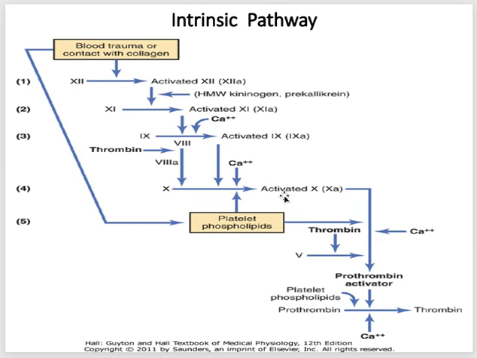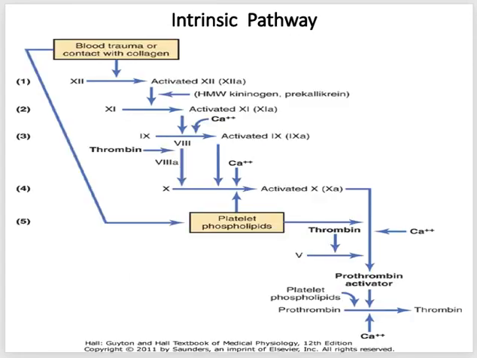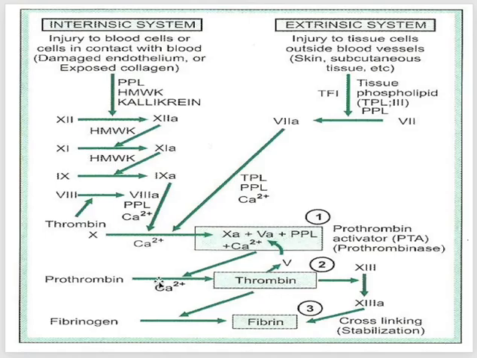Now see, both of them are the same over here. What was the extrinsic pathway doing? 7 is changing 10 to 10A, activated. What is the intrinsic pathway doing? Whatever is going on, the end result is that factor 10 is activated to factor 10A. The end result is the same. Again, calcium is needed. Once 10A is activated, the rest is the common pathway, and when we combine these pathways, it will come together like this.